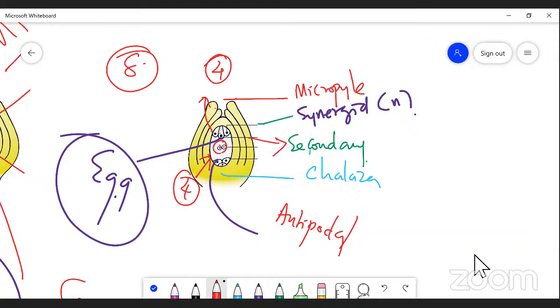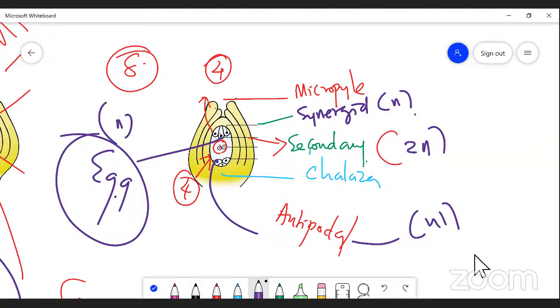The secondary nucleus is always diploid in condition, that is a 2n state. Whereas the synergids are haploid, the antipodals are also haploid, and the egg cell is also haploid in condition. So out of the 8 nuclei, you can see 3 nuclei are formed as 3 separate cells, which are the synergids along with the egg, found in the upper polar region, whereas in the lower polar region you can see a 3 cell state, that is called the antipodal cells.